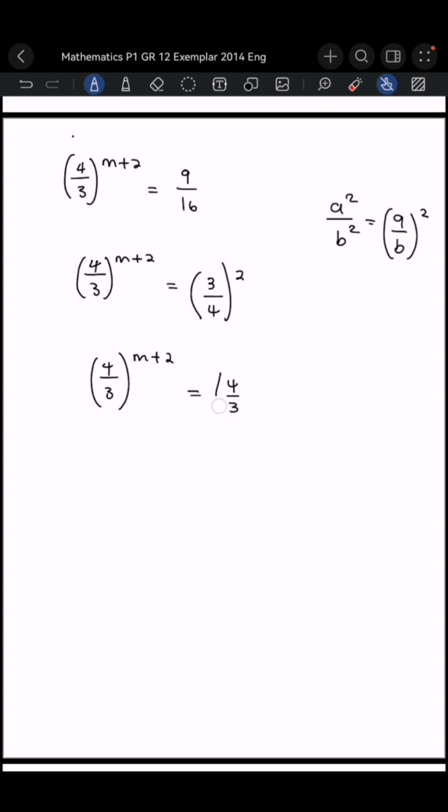So it's going to be 4 over 3 to the negative 2. This thing is still the same as it was before. You can punch it in a calculator and you'll find that it is the same. So we then proceed to say m plus 2 is therefore equal to negative 2, which is m is equal to negative 2 minus 2, m is equal to minus 4.